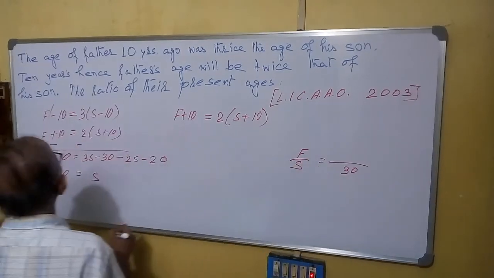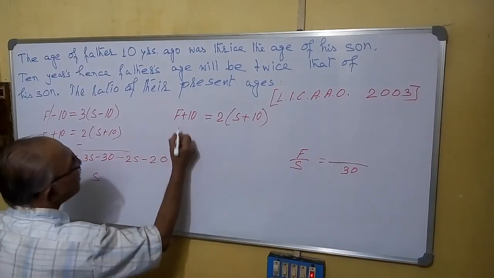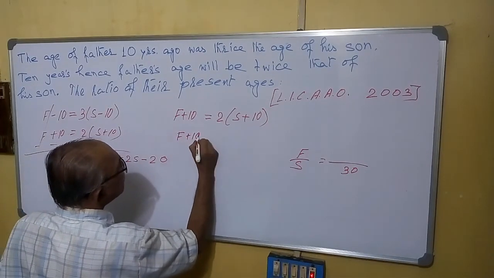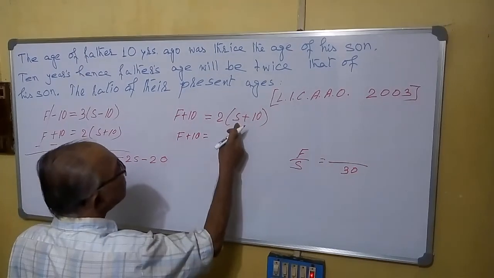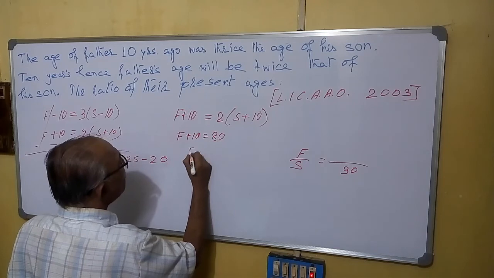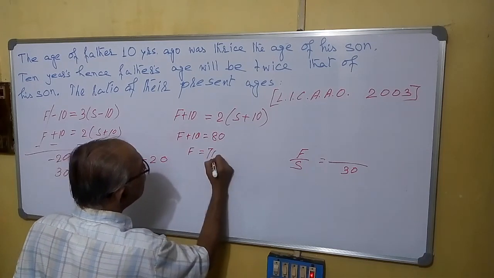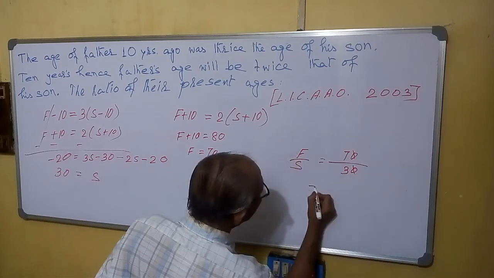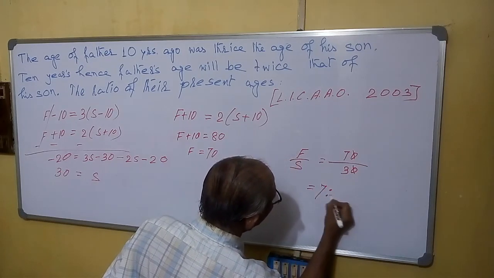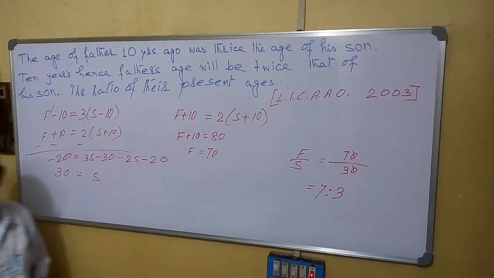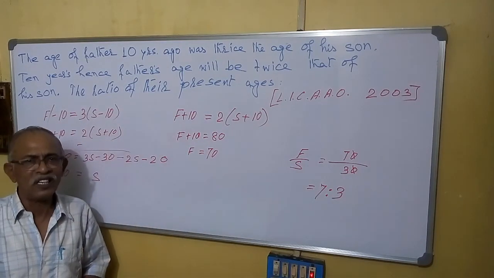So find it by putting here f plus 10 equals 2 into s plus 10, s is 30 plus 10, 40 into 2, 80. So f equals 70. So put it 70. So the ratio becomes 7:3. These are actually MCQ sums. I am not writing the options. I am showing how to do it.